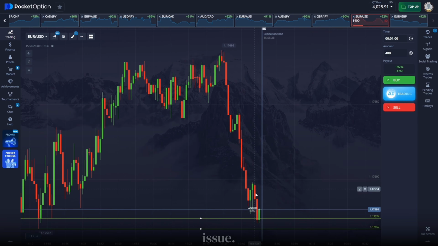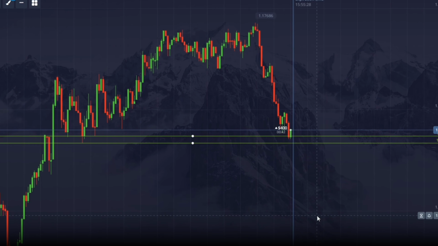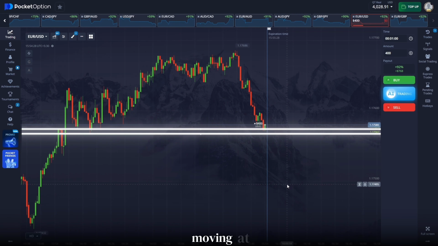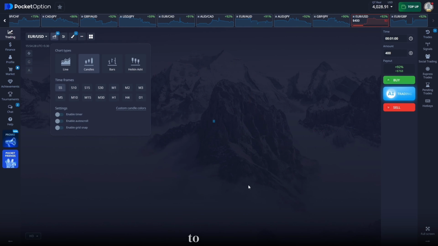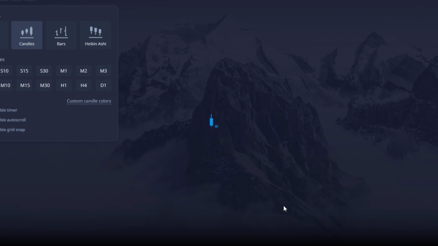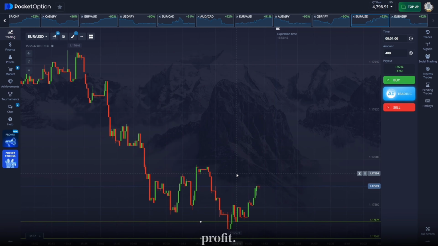Right now I'm facing an internet issue, that's why the price is not moving. Let's wait for the reconnection. It's not moving at all, but I believe that we will end up in a profitable trade, because according to me the price has to reverse as it does not break the zone. Let's switch to the 5-second chart. Maybe it will refresh. It's taking time. Let's wait. Okay, it closes in profit.